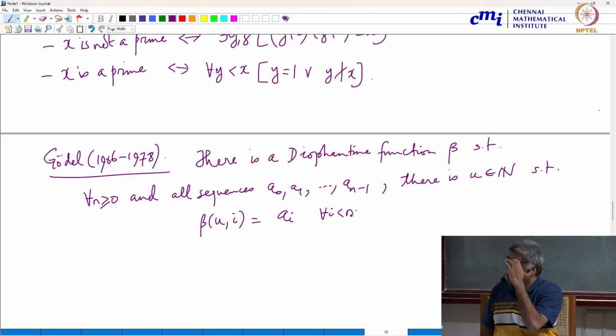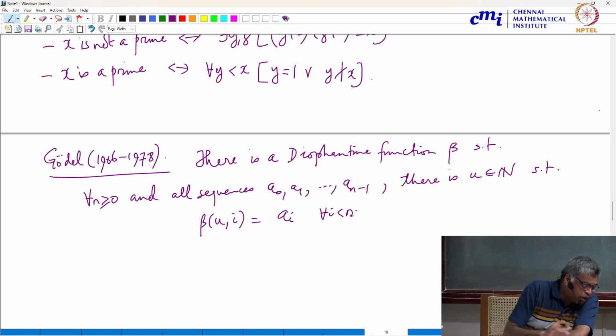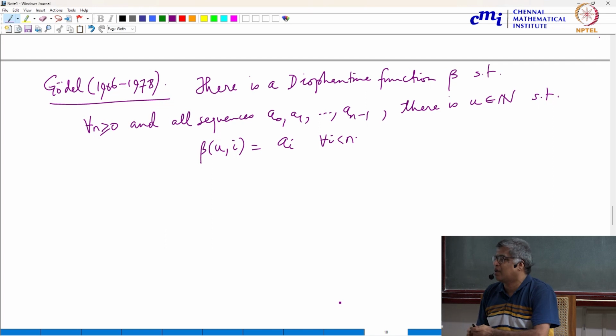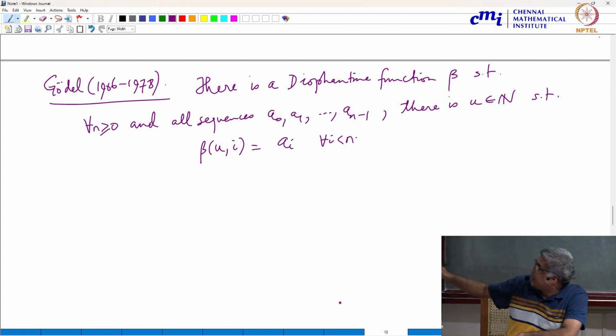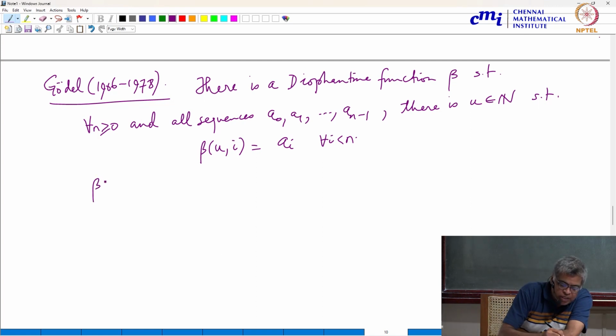This is a very key technical lemma that he proved in his famous paper, which is used all over the place by everyone. I'll not prove this, but I'll give you an example. What is the function beta? Basically what the function beta does is it tries to find the remainder of one number with respect to another number. So treat u as a pair. Then it has a left part and a right part. So beta is basically this. Beta of u, i is nothing but the left part of u.